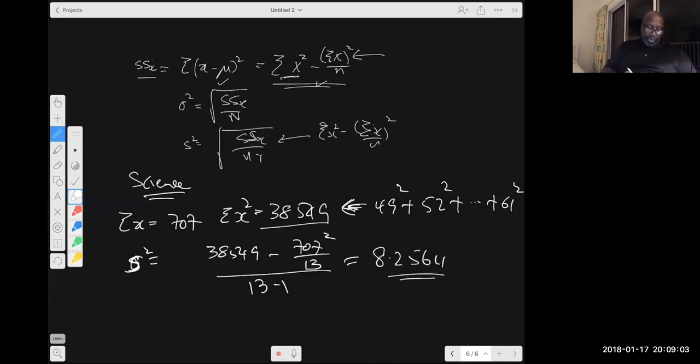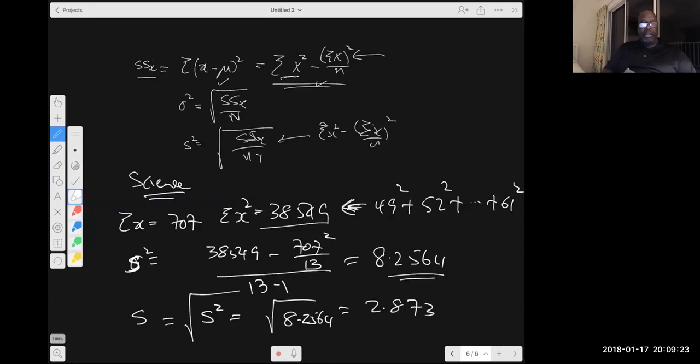Which means the standard deviation, S, is the square root of the variance, the square root of 8.2564, which turns out to be 2.873, something like that. Okay? So that's the standard deviation. That's the variance. One is just the square of the other.